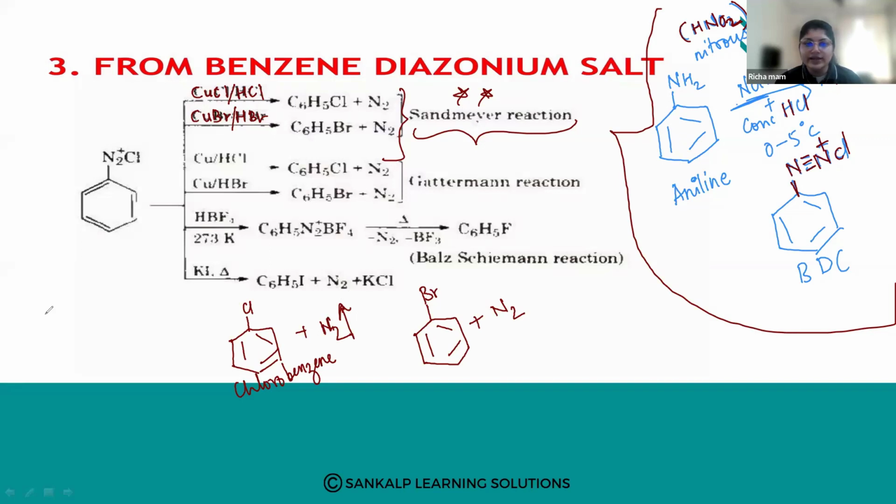So we'll go for the next one. This is Sandmeyer's reaction, important for 2 marks. We'll move to the next one now.